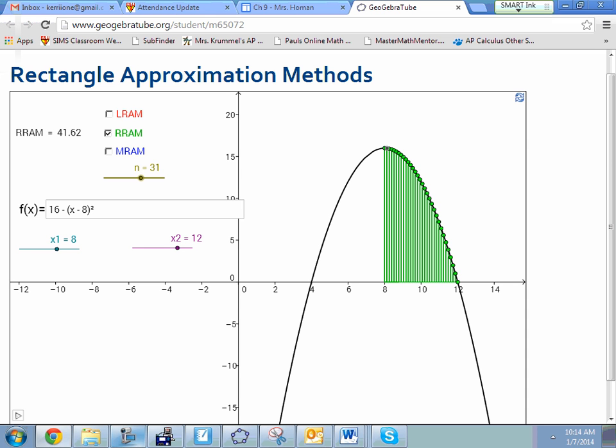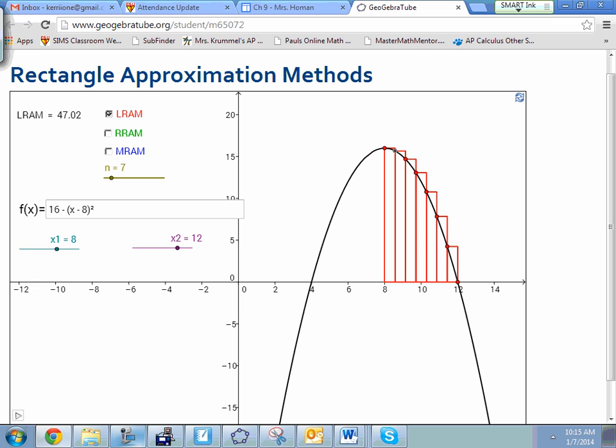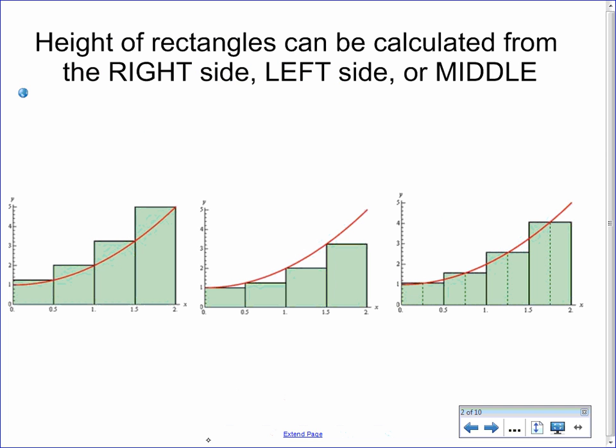Okay? Probably not going to give you a problem like that. They're probably going to look closer to something like this. Okay? If you were to guess, do you think in this picture the left, the right, or the midpoint is going to be more accurate? Midpoint? Okay. Well, we'll talk about that as we go.